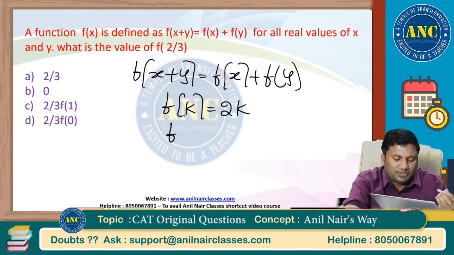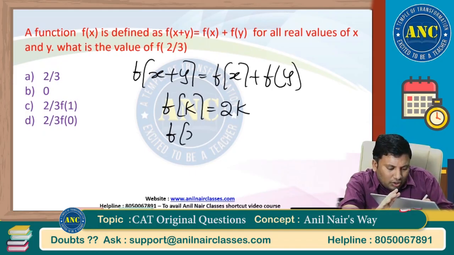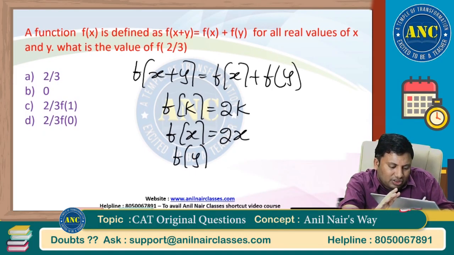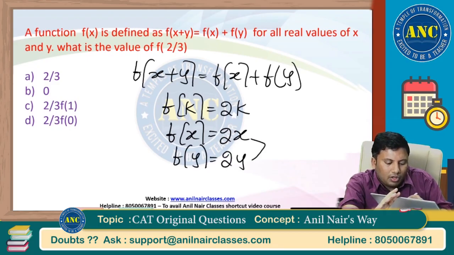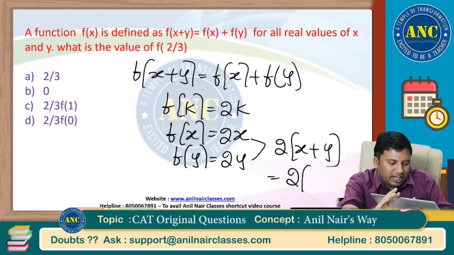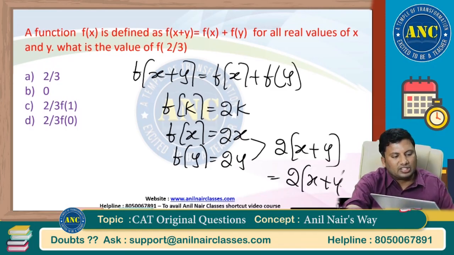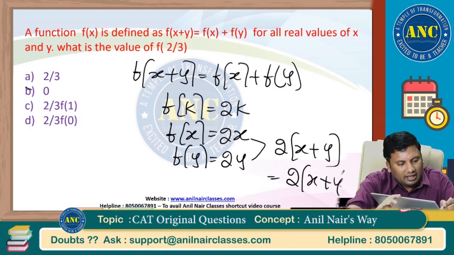x is not satisfying. I did 2k. So f(x) is nothing but 2x, and f(y) is nothing but 2y. 2 into (x + y) is equivalent to 2x + 2y. This is satisfying. What all did we eliminate? This we eliminated, this we eliminated.